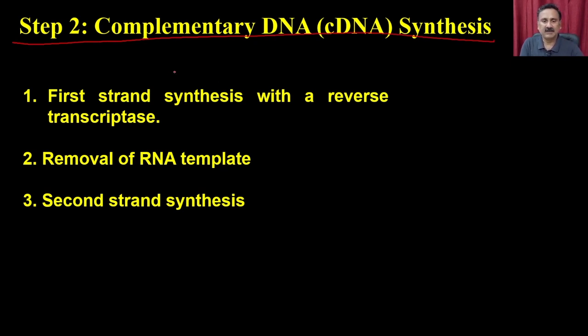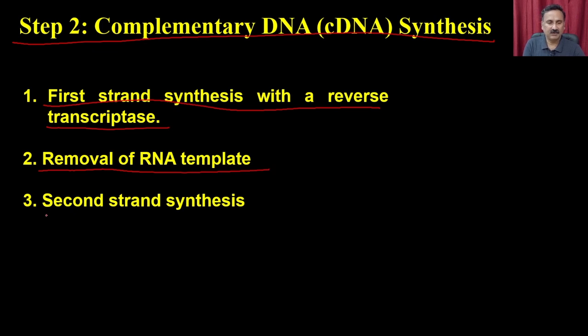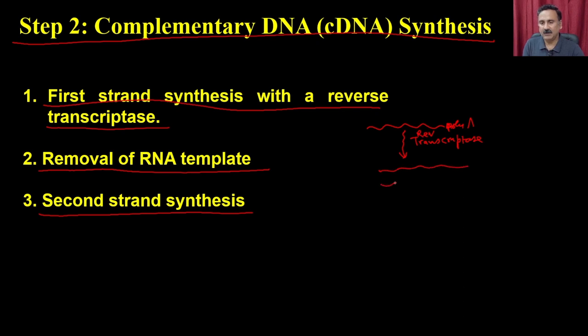Complementary DNA synthesis is a 3-step process. In step 1, you synthesize the first strand with the help of the reverse transcriptase. In step 2, you remove the RNA template. And in the third step, you synthesize the second strand. First you have the messenger RNA with the poly A tail. You use that and put in the reverse transcriptase reaction, and that gives you two strands. This is going to be the RNA, this is going to be the DNA.